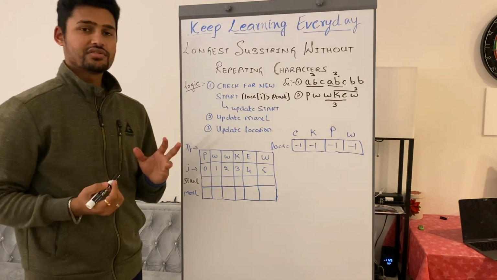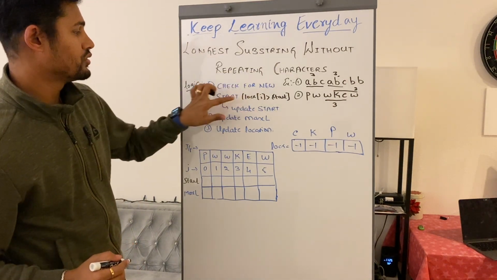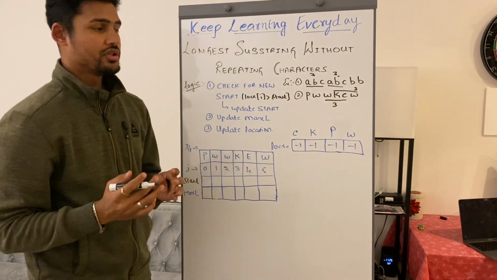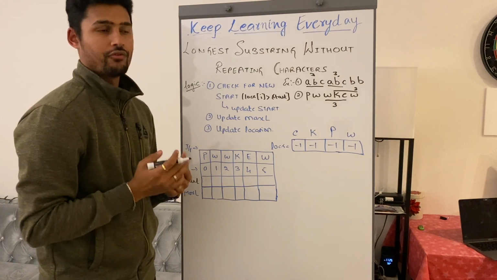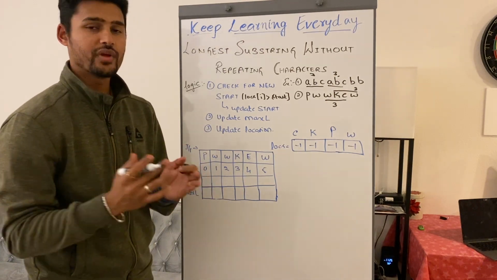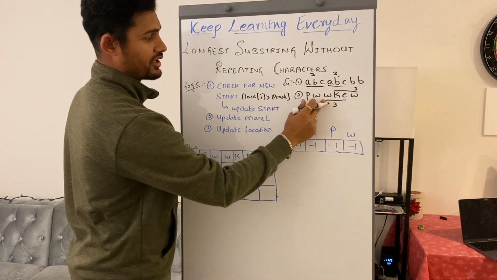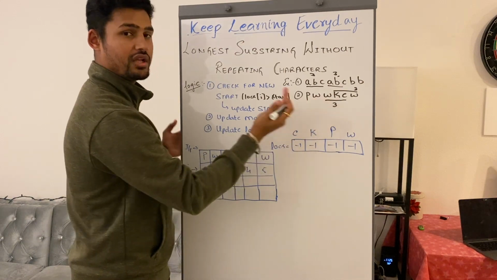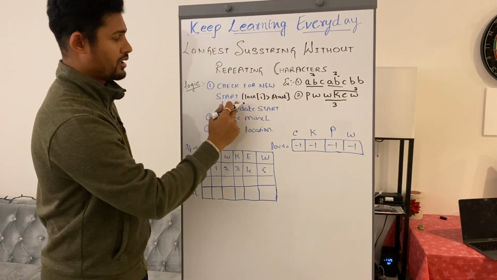So the logic contains 3 steps, as I mentioned here. First, check for a new start. Every time you traverse from left to right, you need to check if you have already encountered that character before. If you have already encountered it, then that would be a new start. For example, when you traverse from here, P, W and then W. So W is a new start because W has already been traversed before. So that's the first step: check for the new start.